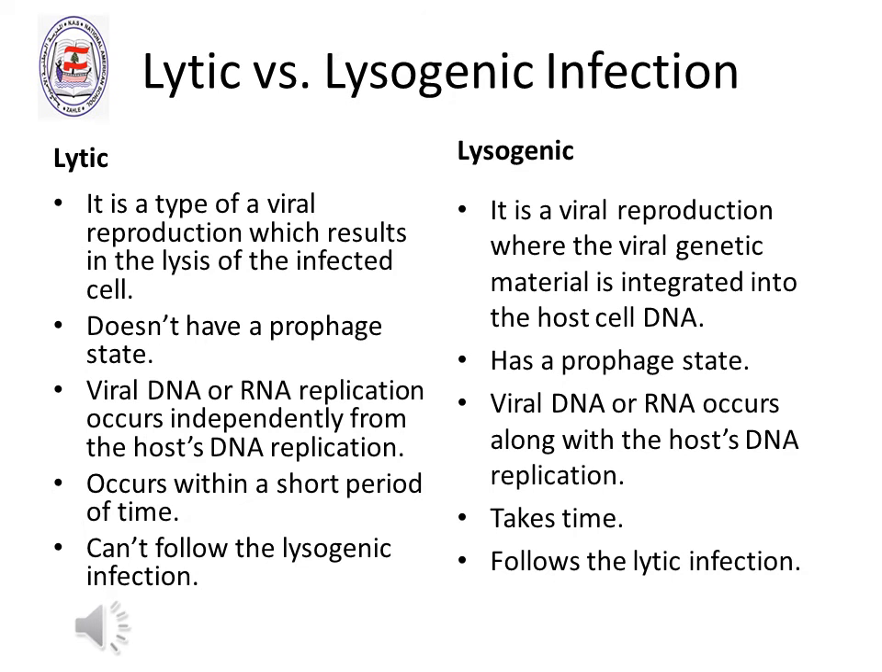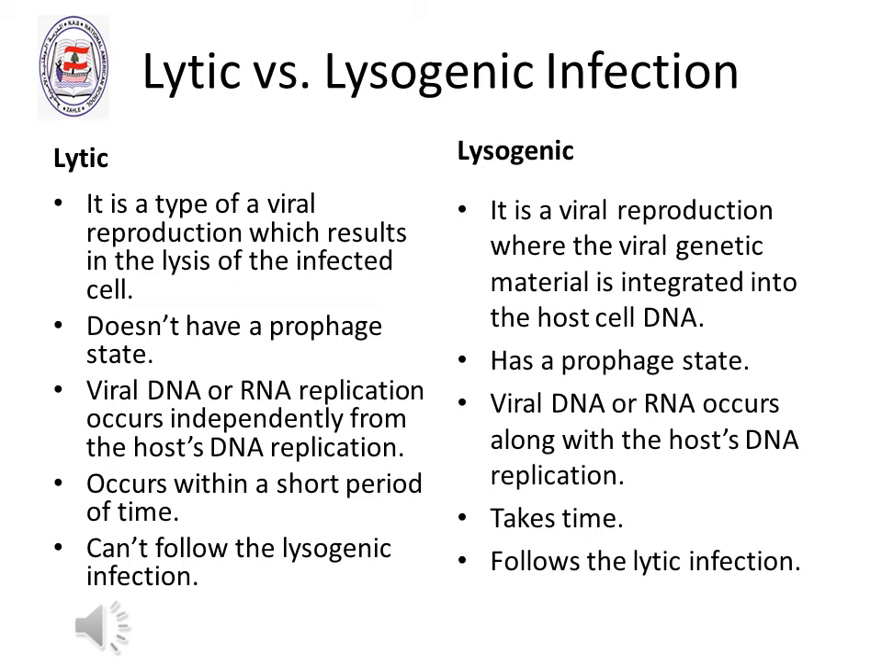This is a comparison chart between lytic and lysogenic infection. In a lytic infection, after viral reproduction, the cell lyses, whereas in lysogenic infection, the viral genetic material is integrated into the host cell DNA. In lytic infection, it does not have a prophage. However, in lysogenic, it has one.